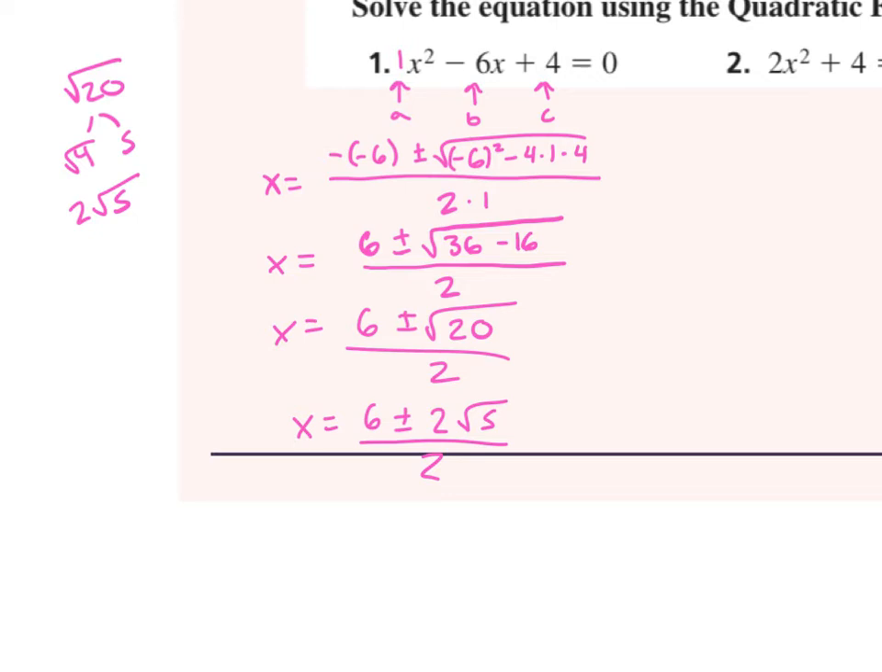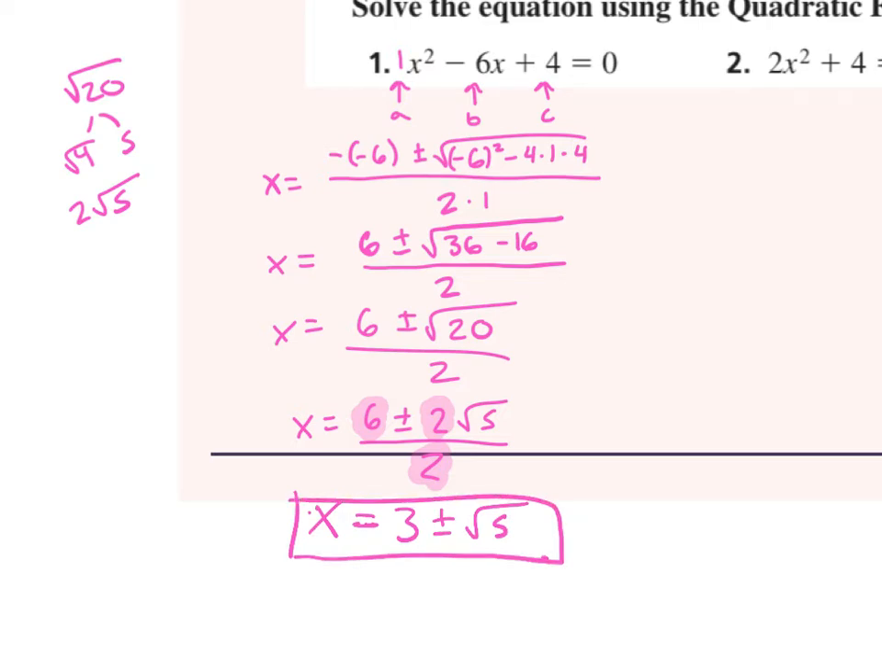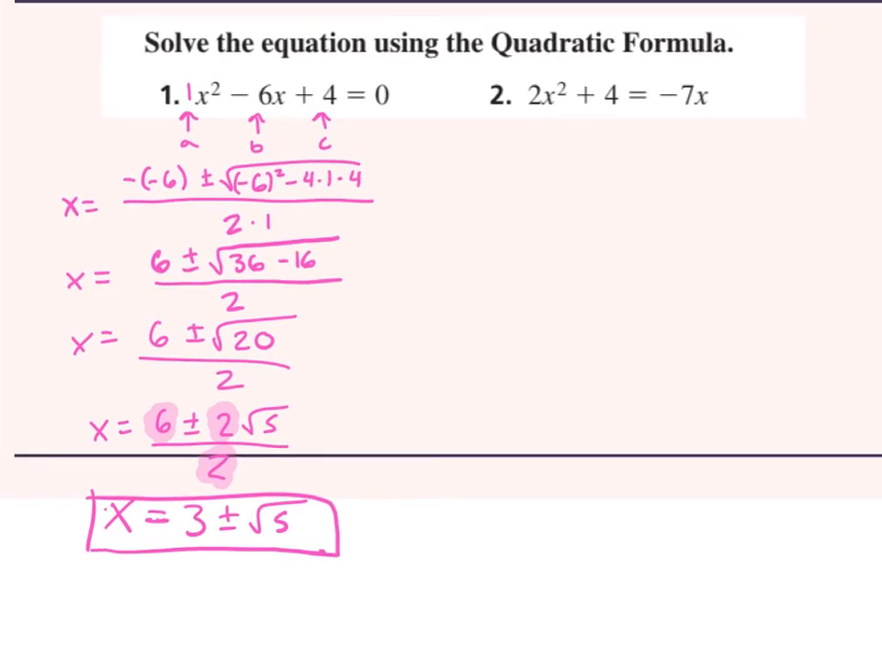And again, we can simplify this just a little bit more because we see that all of our numbers are divisible by 2. So we can pull out a 2 from the top and pull out a 2 from the bottom. So this is now x is equal to 6 divided by 2 is 3, plus or minus 2 divided by 2 is 1, so we're just left with square root 5, and then we're left with 1 on the bottom. So our answer is x is equal to 3 plus or minus square root 5. Just plugging everything in and a bunch of simplifying is all that we need to do to solve.